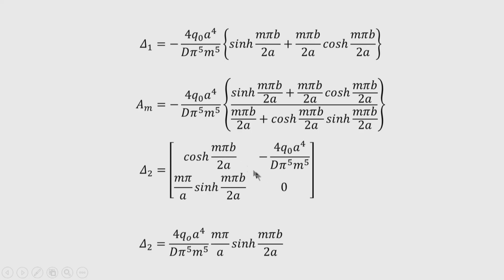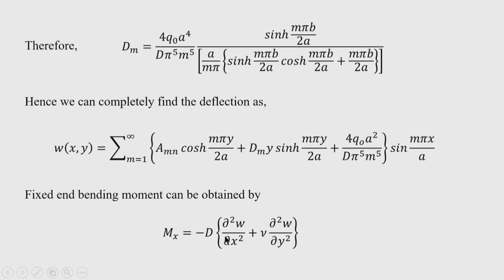Okay. So, this is delta 2, and after expanding this, you can see this goes to 0 and this is coming as this. This will be minus, but again minus minus will be plus. So, this quantity is written as this. So, after finding delta 1 and delta 2, d_m is found.